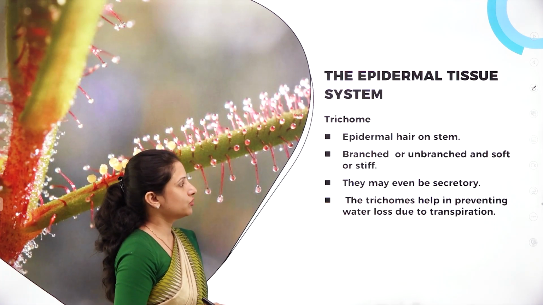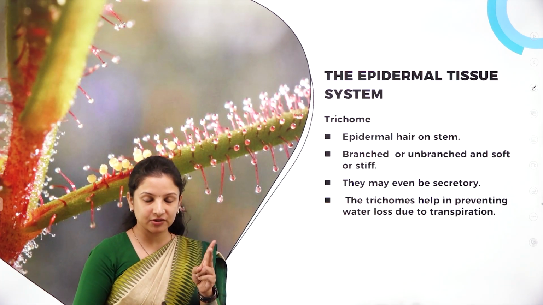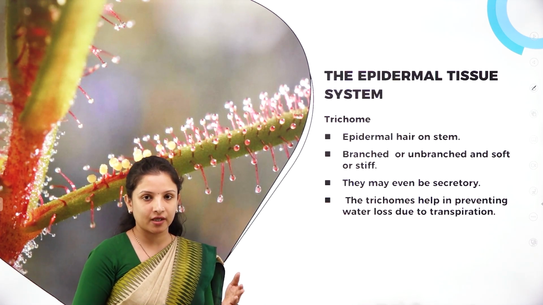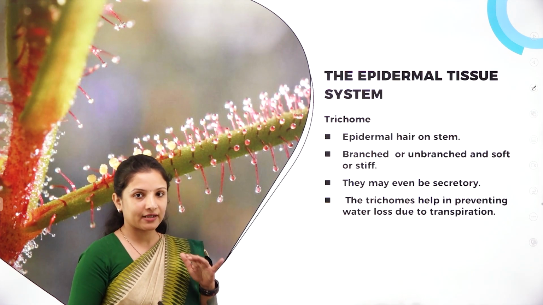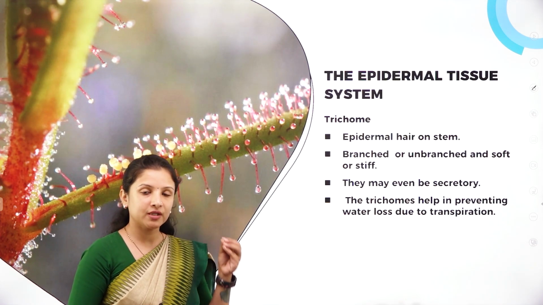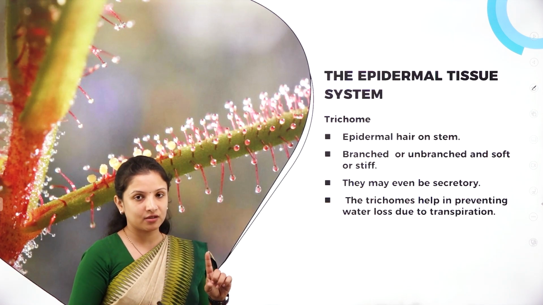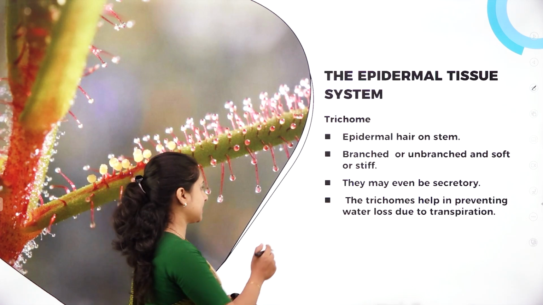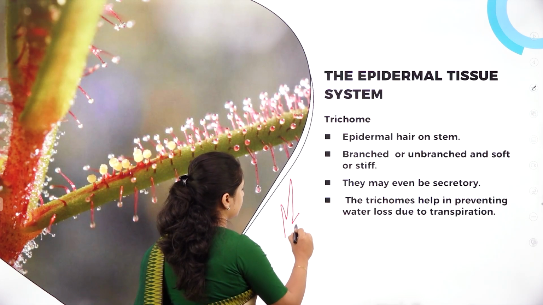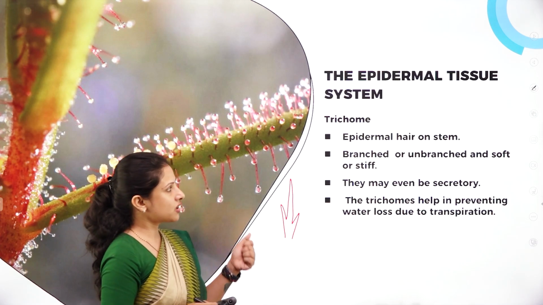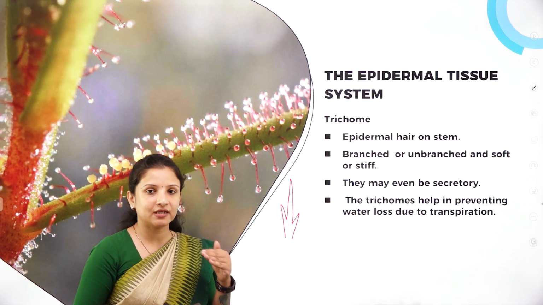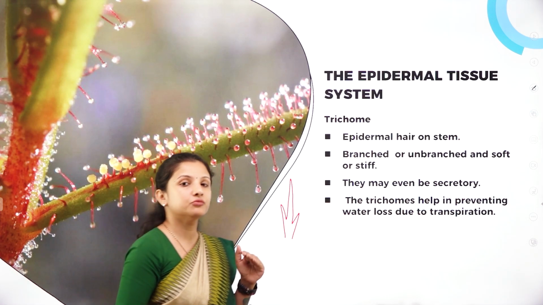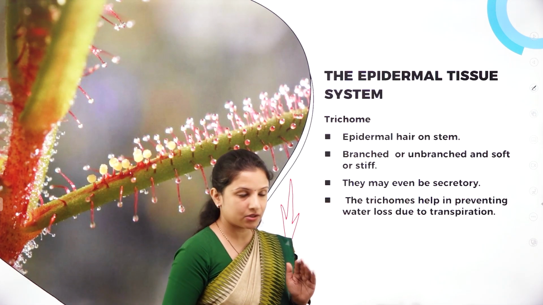So next we'll move on to trichome. I told you there is a difference between the root hair and the trichome, right? Hairs that arise from the root, we call the root hair. But trichomes are also hair-like structures. Root hairs are always unicellular. Trichomes can be multicellular, and sometimes they can be branched like this. And trichomes are usually the hairs that arise from the epidermis of the stem. So those hair-like structures present on the stem, we call the trichome.